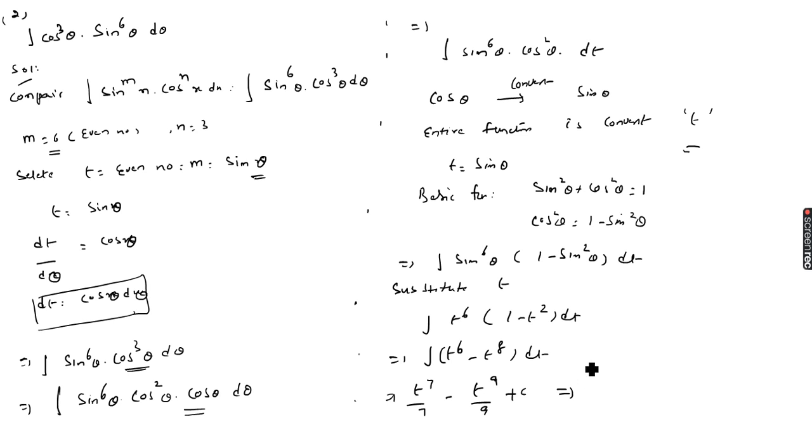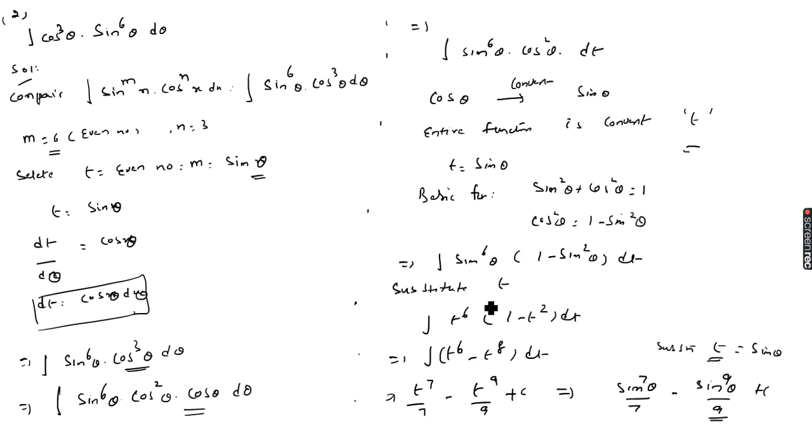Now we substitute t back. What is t? t equals sin theta. That implies sin power 7 theta by 7 minus sin power 9 theta by 9 plus c.